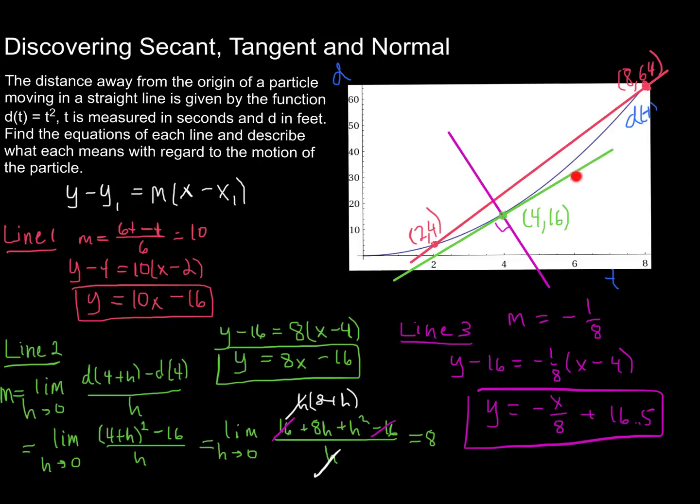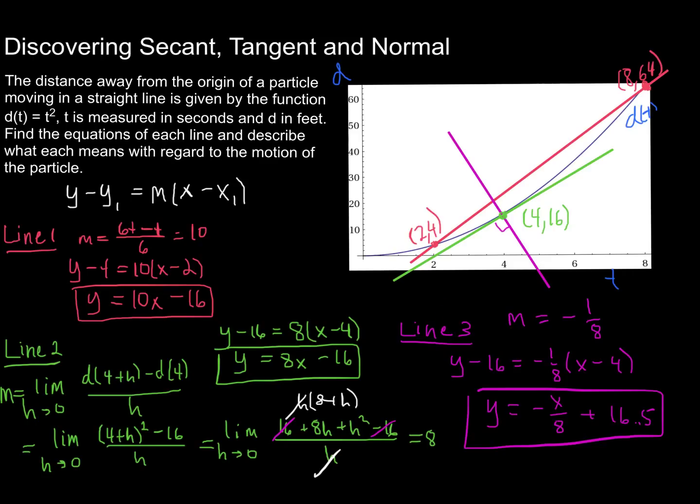And a tangent line to a curve, and so our curve here would be d of t, a tangent line is a line that passes through the same point. So you might say the line tangent to d of t at t equals 4. And that line is going to pass through that point and have the same slope as the curve at that point. And so line 2 is tangent because it passes through that point when t is 4 and has the same slope as our curve d of t at t equals 4.